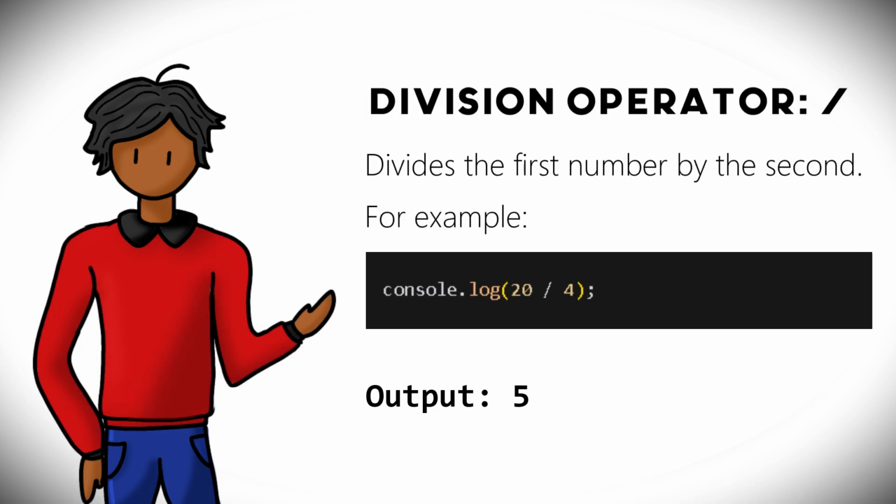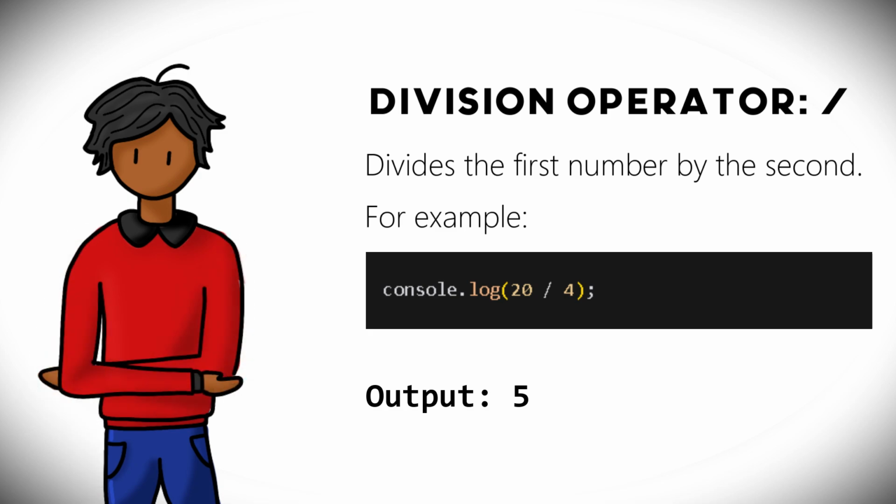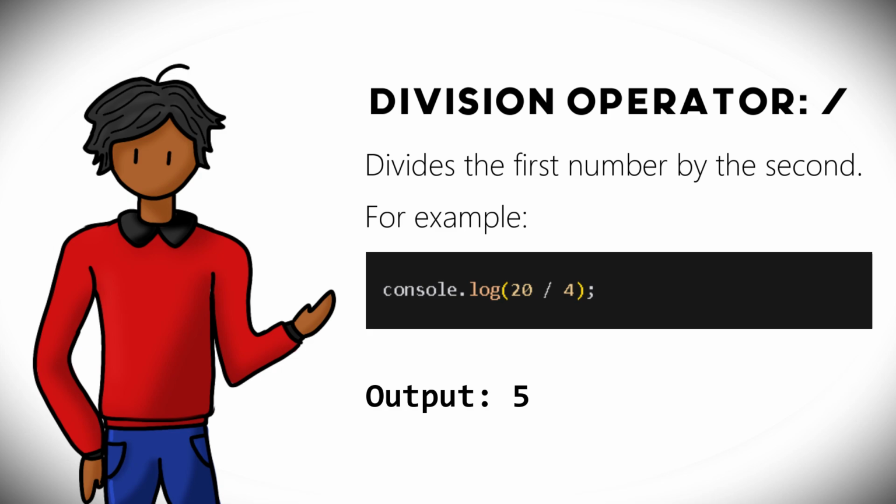Fourthly, there's the division operator, which is the slash. It divides the first number by the second. For example, dividing 20 by 4 results in 5.